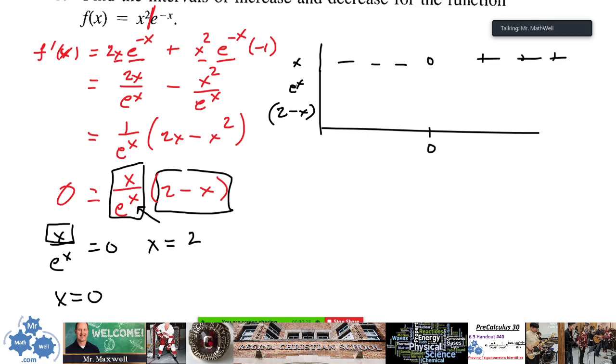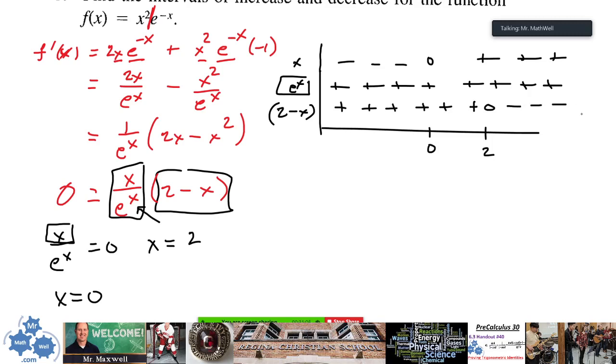For e to the x, we're talking about the y. If we go back to that graph, what value for x makes e to the x negative? Well, the graph is never negative. It's never below the x-axis, and it's never 0. So guess what? e to the x is positive all the time. Important to know. For 2 minus x, we have a 0 at 2, and if we have a number like 0, 2 minus 0 is positive 2. Because we have a negative sign on that x there, this whole positive negative thing is flipped. Remember that little shortcut? So it's positive before and negative after.